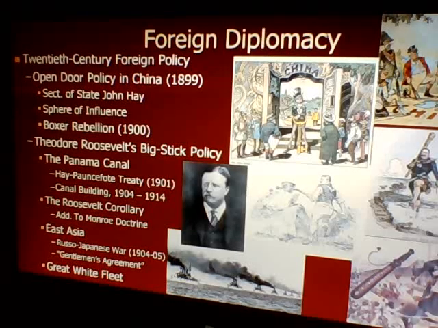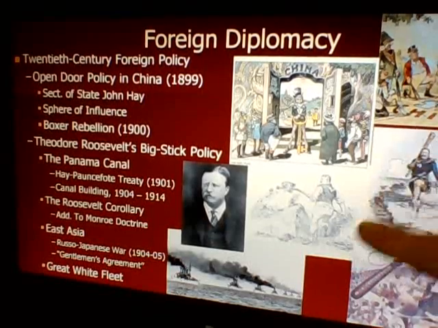So the Roosevelt Corollary exactly reflects this idea of big stick diplomacy. The idea that we are going to use military force or threat to get our things accomplished. Now, again, Latin Americans didn't really like this because we're throwing our weight around without their approval, but hey, they can't do much about it.